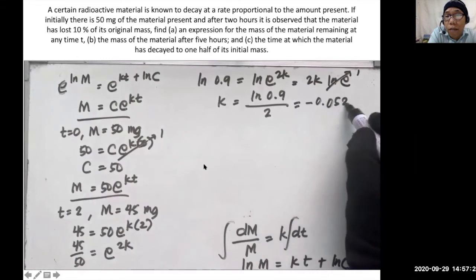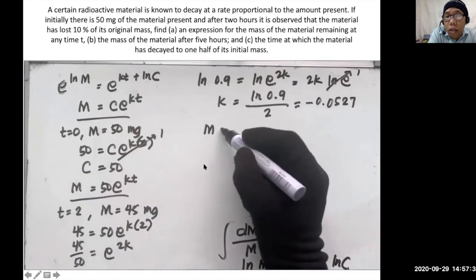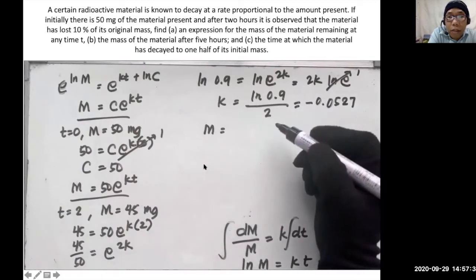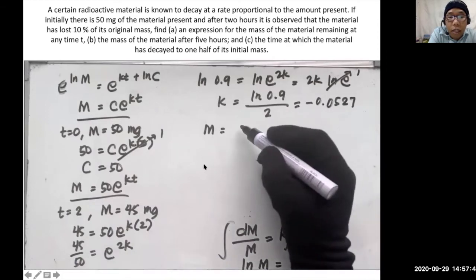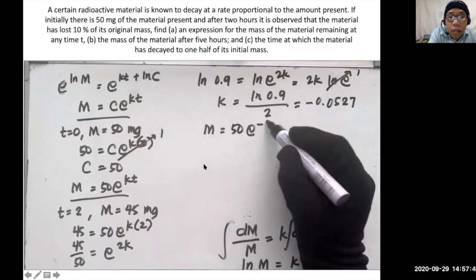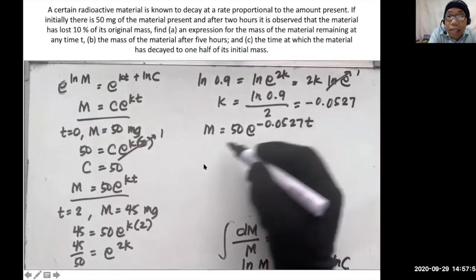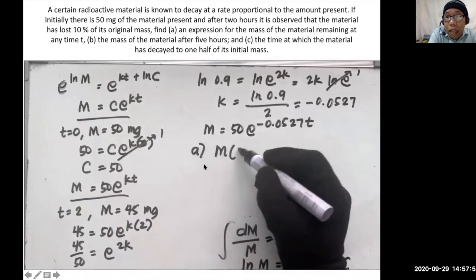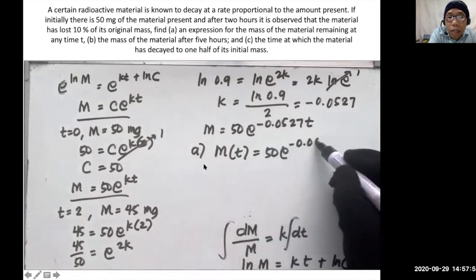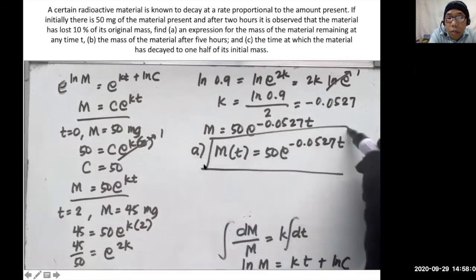So it's negative 0.0527, rounded off to 4 decimal places. That's it. We rewrite the solution. So the mass of the material at any time t is actually 50 times e raised to minus 0.0527 times t. This is the mass of the material at any time t. This is the expression that we are looking for. So you just rewrite this, and then we enclose this in a box.